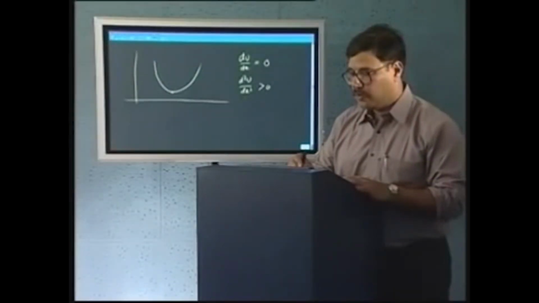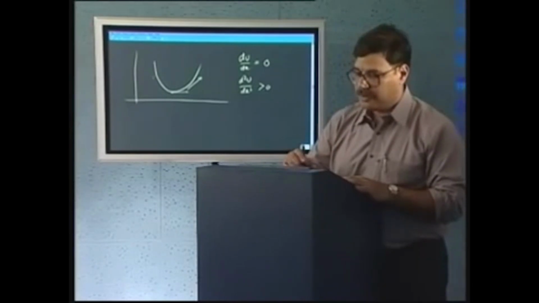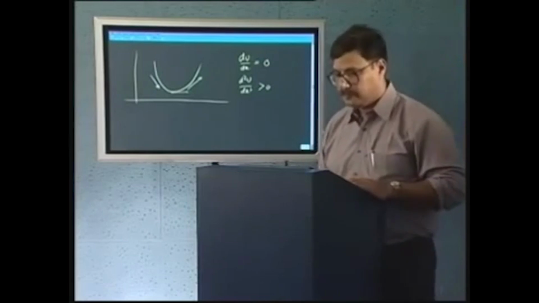Let us look at the minimum. At a minimum, du/dx is again 0 and d²u/dx² is greater than 0, and therefore, as you go towards the positive x side, slope is positive, on this side slope is negative, and therefore F(x), which is minus du/dx, is going to be less than 0 for x greater than x min, and greater than 0 for x less than x min.